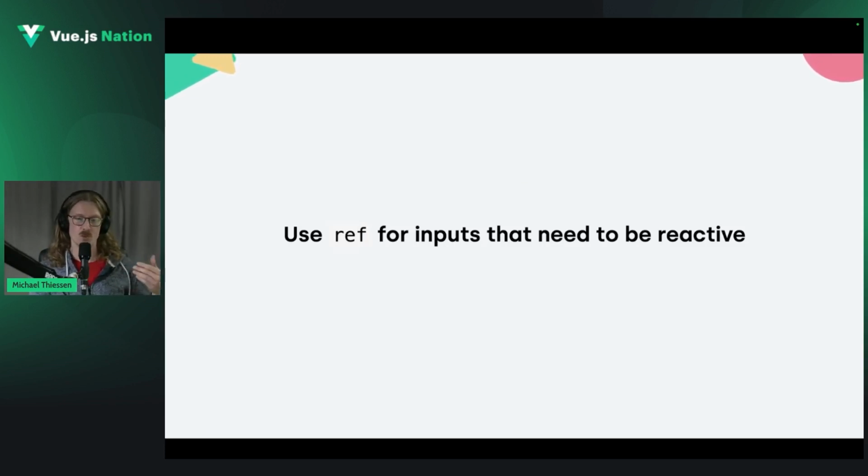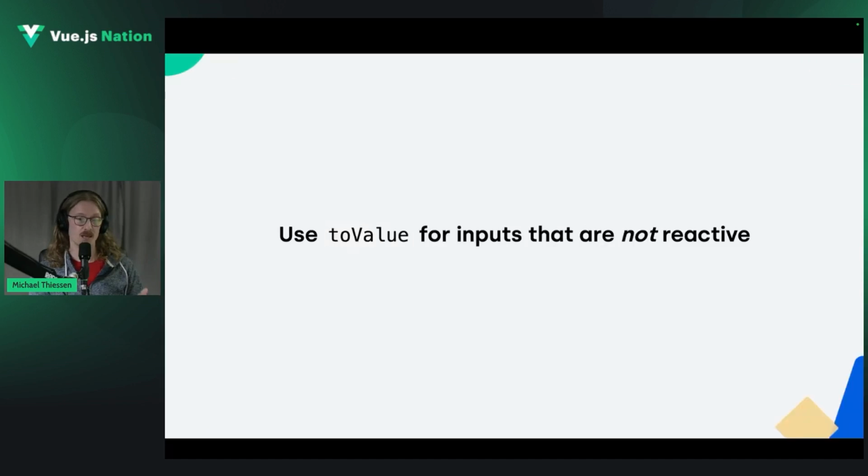And so that is the flexible arguments pattern: when we need a value to be reactive within our composable, we will use ref. And if we need it to be a primitive, non-reactive value, then we can use toValue to extract that out. And we'll see how to use this more in the third pattern that I'll share with you today.